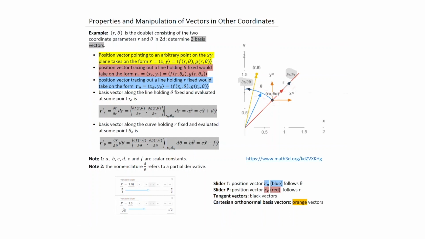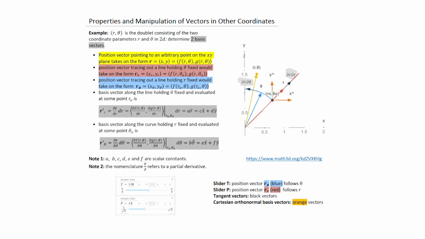All right, so the basis vector along the line holding θ fixed and evaluated at some point r naught, which is right at this location, would be ∂r/∂r, right? And you're evaluating it at the point of interest, which is r subscript 0, θ subscript 0, dr. Okay? And so this would be in the r direction, so it would be some scalar multiple of r hat. But you can also write that as some linear combination of the x hat and y hat vectors.